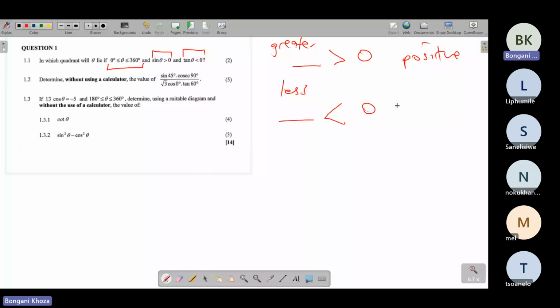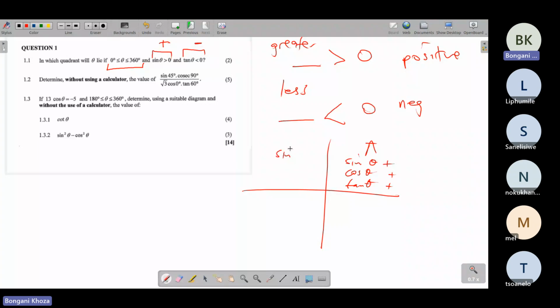So we'll check these two conditions. Sine is greater than 0, that means sine theta is positive. Tan theta is less than 0, that means tan theta is negative. So we have to check which quadrant will have sine theta being positive and tan theta being negative. Remember, this is your Cartesian plane. Here, all your trig ratios are positive. So sine theta is positive, cos theta is positive, tan theta is positive, like that.